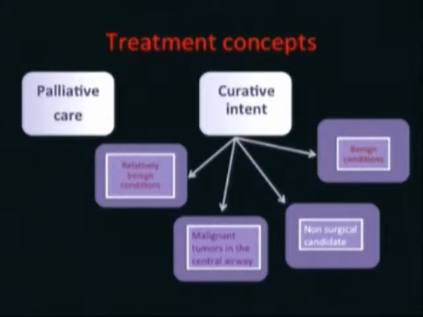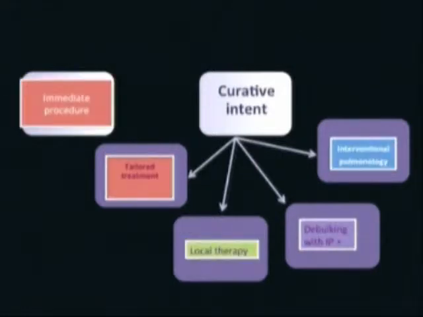So the treatment concept: you are either in palliative care or in curative intent. Curative treatment will be mainly for relatively benign conditions, and we'll look at them now. Malignant tumor in the central airway, non-surgical candidate, and benign conditions. So if it's palliative and it's obstructive, you go to immediate procedure. For curative intent, you will do a tailored treatment according to the nature of the tumor, or a local therapy if you have in situ tumor.